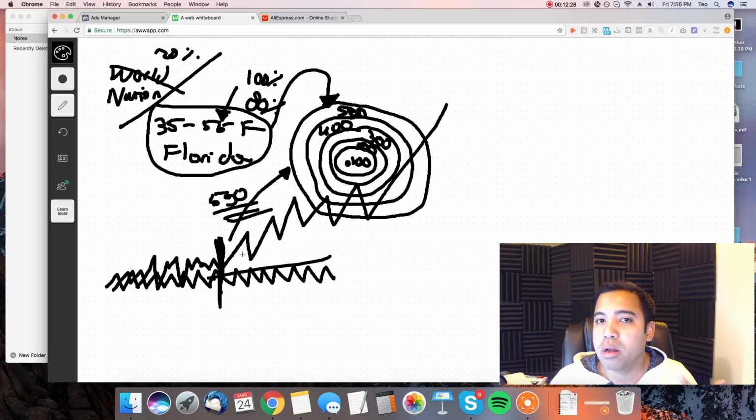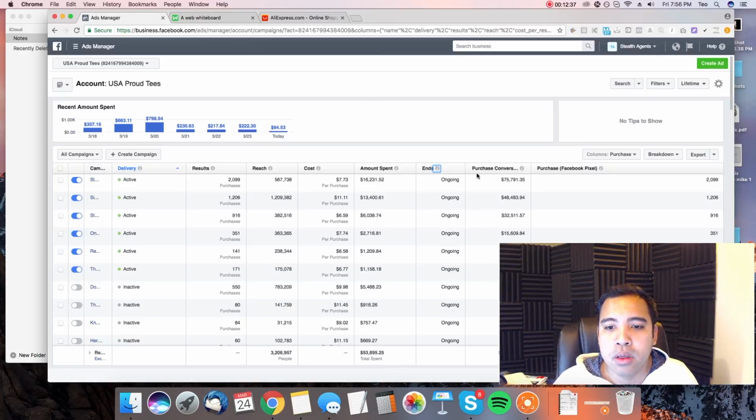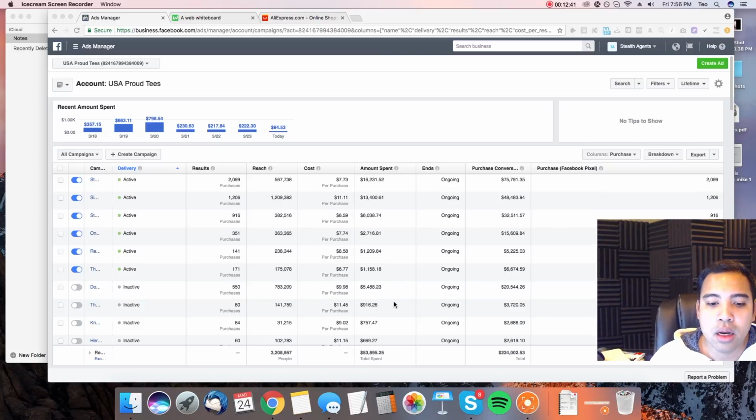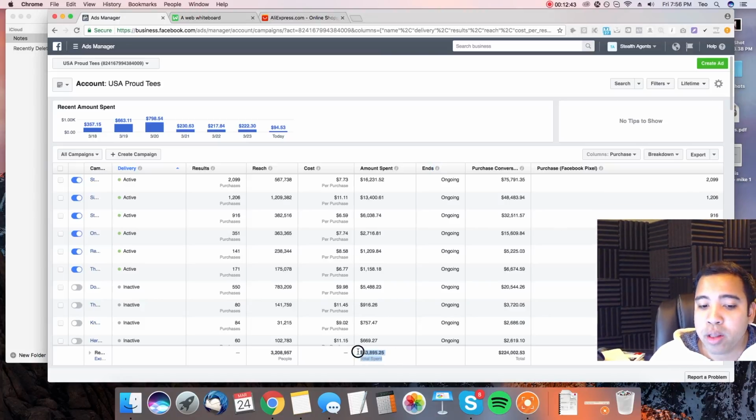But your income is going up and up and up because Facebook is understanding who your buyers are. Okay, so let me pull up one of my ad accounts here. So for example, here we have one of these ad accounts. As you can see here, this is $53,000 in ads spent and $224,000 in purchase conversions.